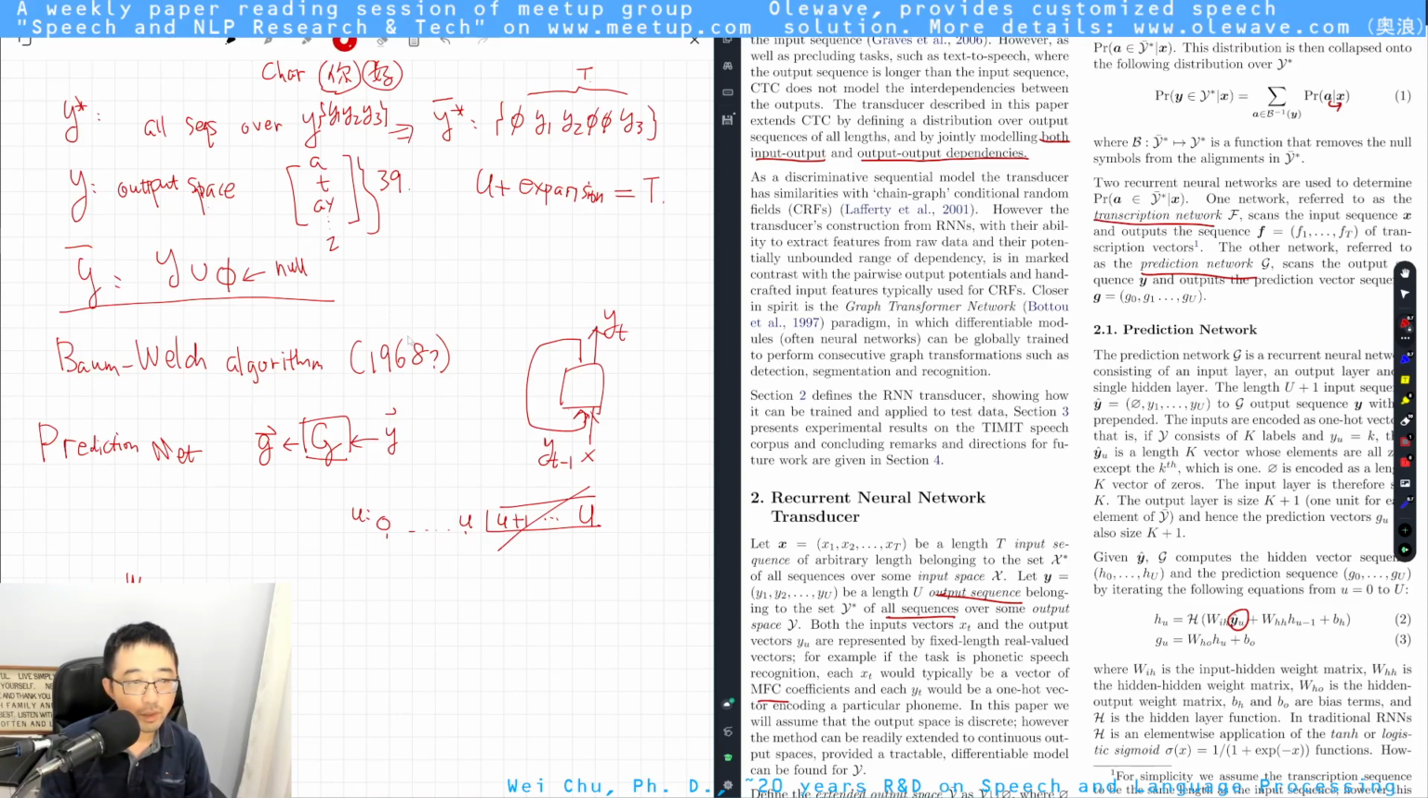I think I still prefer to have the H here. And then how do you get the GU? GU, you pass that through another network, which is WHO plus BO. So this is a linear operation.